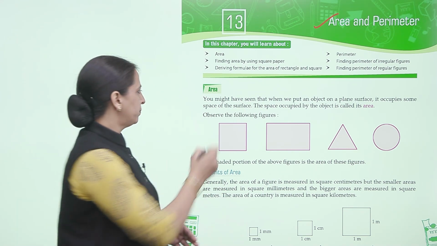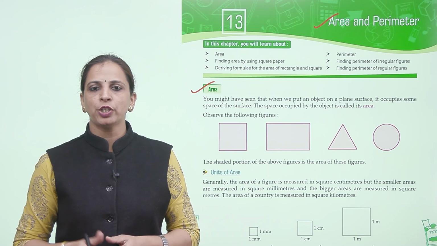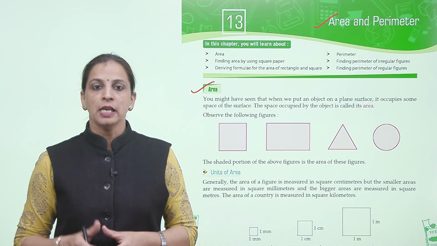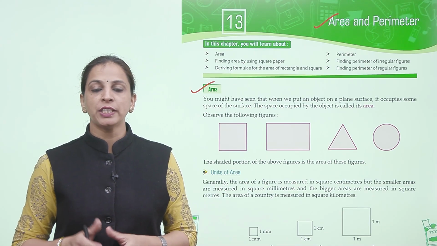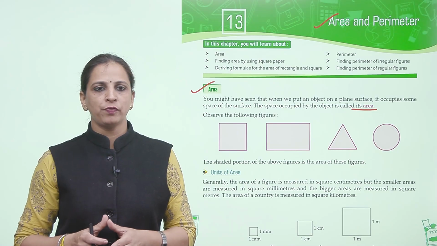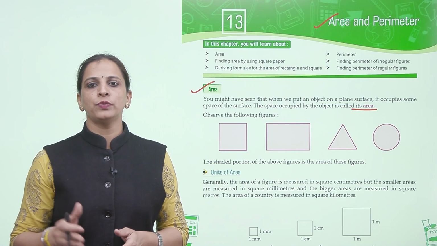Now area. You might have seen that when we put an object on a plane surface, it occupies some space of the surface. The space occupied by the object is called its area. Observe the following figure. The shaded portion of the above figure is the area of these figures.